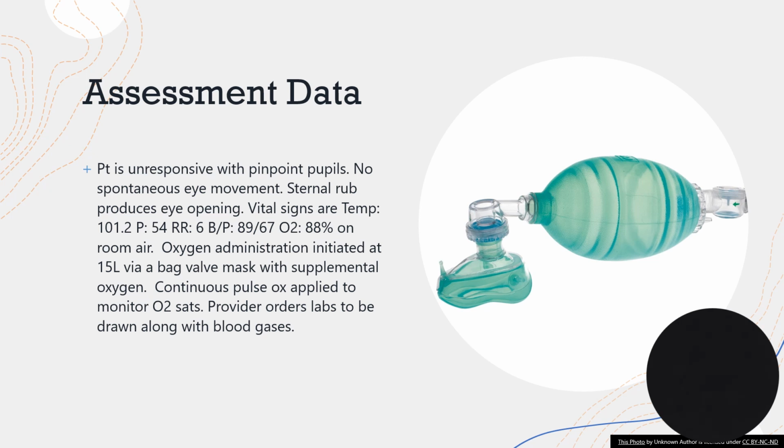So oxygen administration is initiated, and this is a bag valve mask with supplemental oxygen. This is the mask that they use for drug overdose patients. It delivers 15 liters of oxygen per breath. Also, they put continuous pulse ox to Mr. Shea to monitor his O2 stats, and they're going to get some labs drawn along with blood gases.